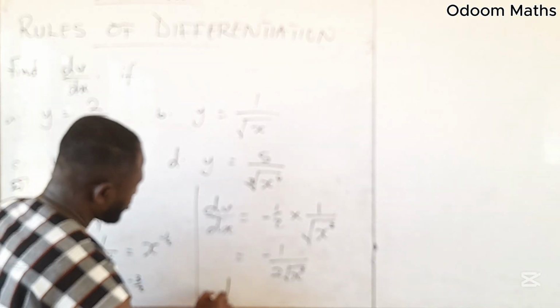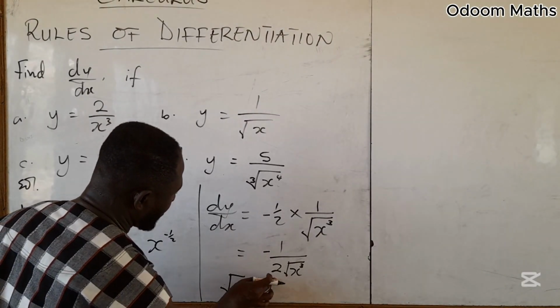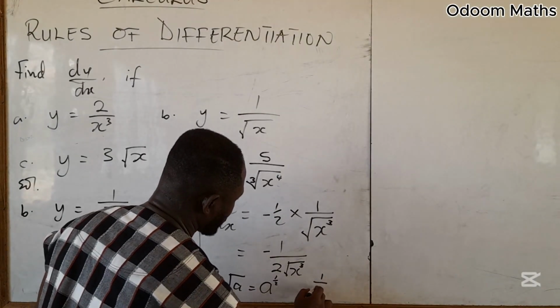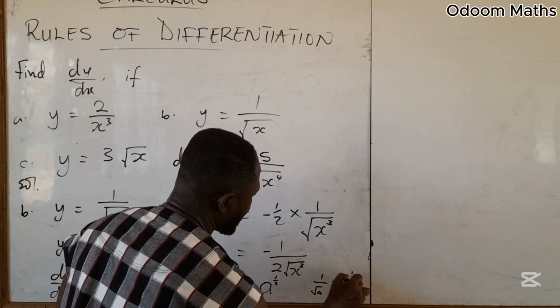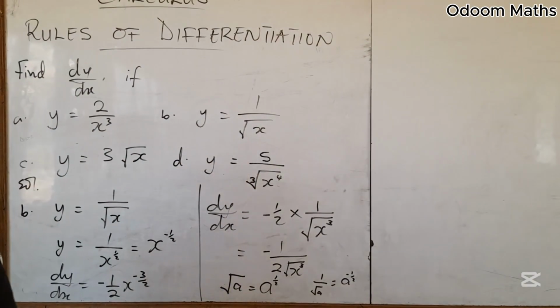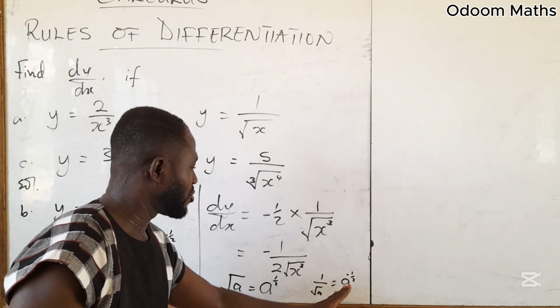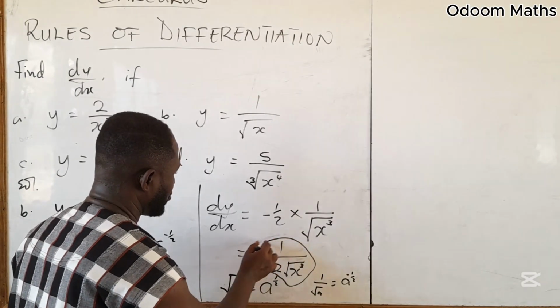Okay, so when you have, let's say, square root of a, it is the same as a to the power half. So 1 over square root of a is the same as a to the power negative half. Because the square root of a is the denominator, we can change it to that. So this becomes the final answer to question B.